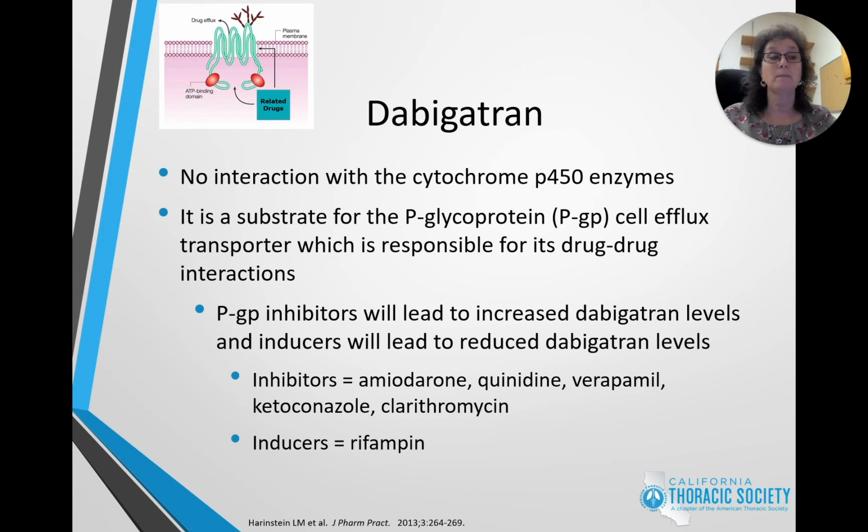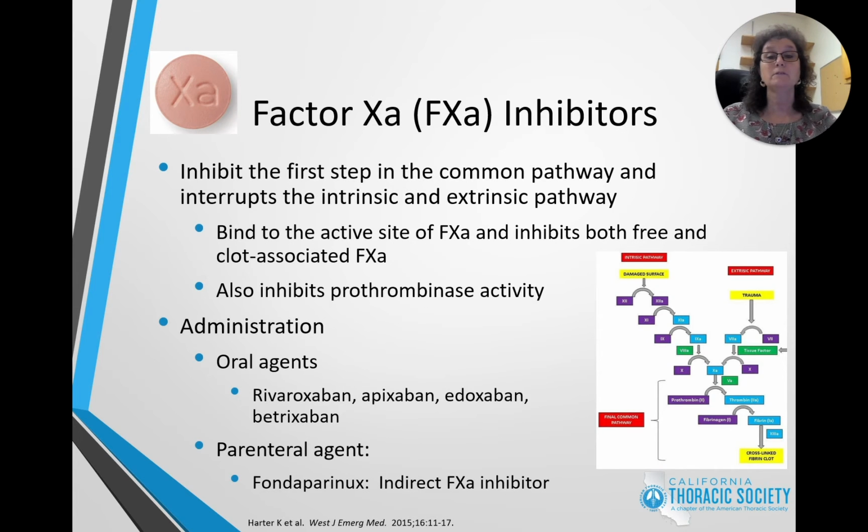actually prescribed is rifampin. Factor Xa inhibitors inhibit the first step of the common pathway and interrupt both the intrinsic and extrinsic pathway. They bind to the active site of factor Xa and inhibit both its free and clot-associated forms. It's administered both orally as well as parenterally. Today we'll talk about the oral agents: rivaroxaban, apixaban, dabigatran, and edoxaban.